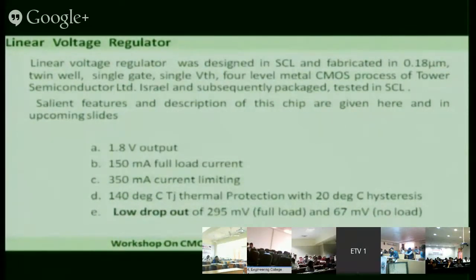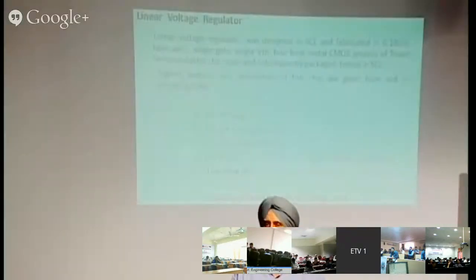So this voltage regulator should give 1.8 volt output. 150 milliampere is the full load current. This means it should be able to give 150 milliampere at full load. It cannot give more than 150. The output voltage should be 1.8 volt whether the current is 0 milliampere or the maximum full load current of 150 milliampere. 350 milliampere is the limiting current.